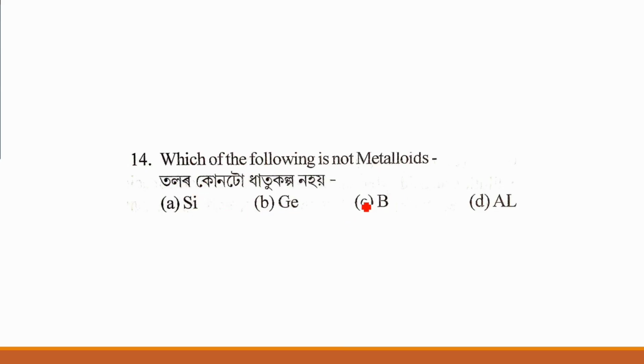Silicon, germanium, boron, aluminium. Which of the following is not a metalloid? The question is not metalloids. Silicon is a metalloid. Germanium is a metalloid. Boron is a metalloid. Aluminium is not a metalloid. So the correct answer will be aluminium. We'll proceed with the next question.